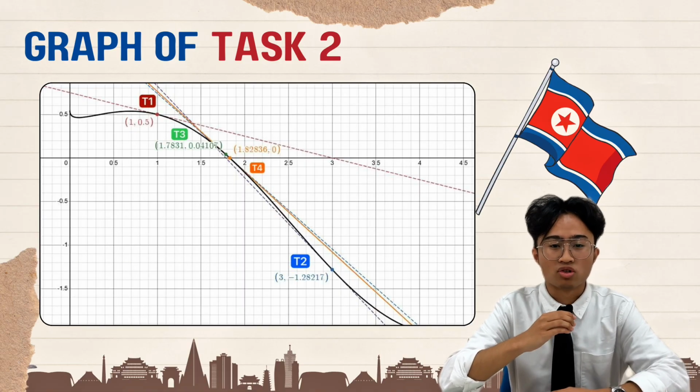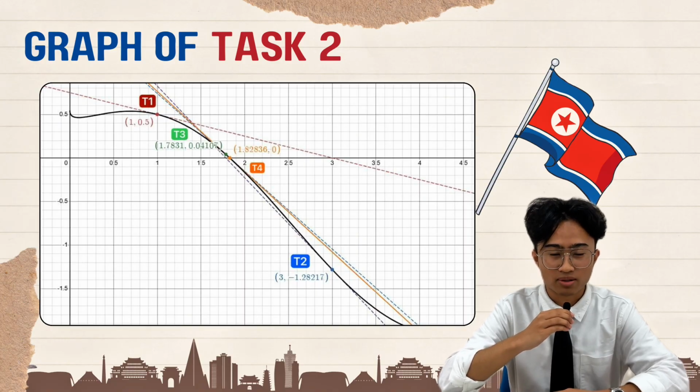To sum up, the actual root of the function that we obtained is 1.8283608808. That's all from us.